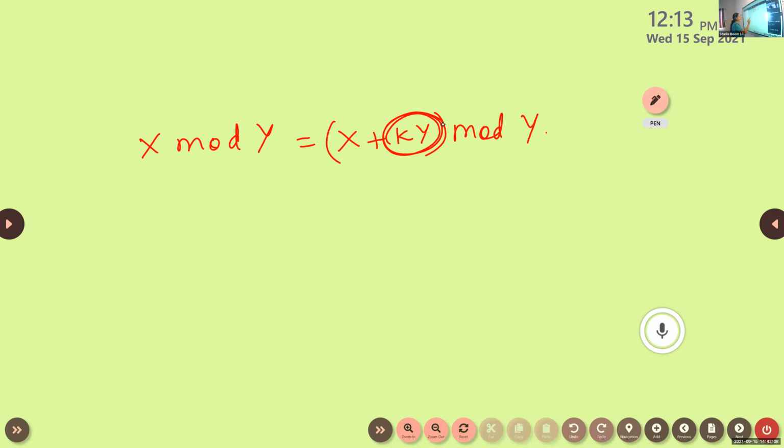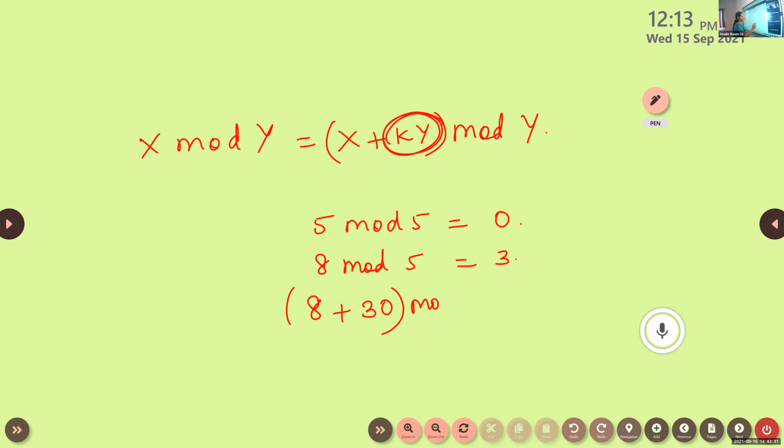For example, what is 5 mod 5? It is 0, yes? What is 8 mod 5? It is 3, isn't it? Now with 8, suppose I add some multiple of 5. Look here, 30 is a multiple of 5. So what is (8 plus 30) mod 5?